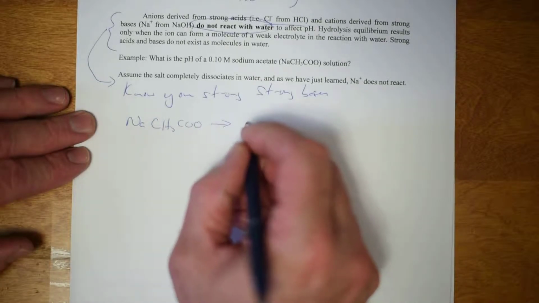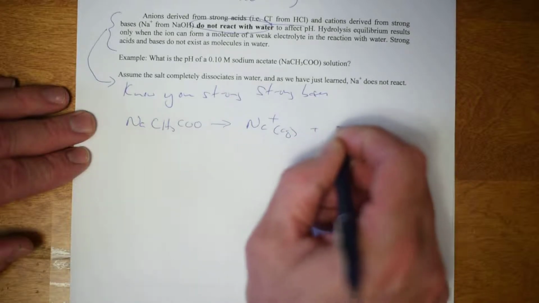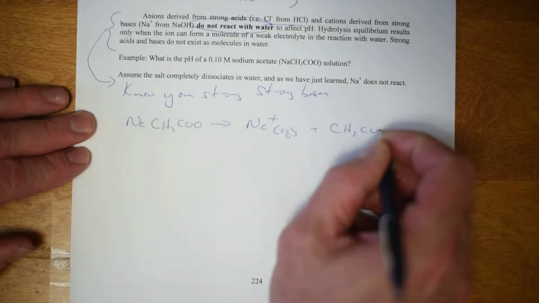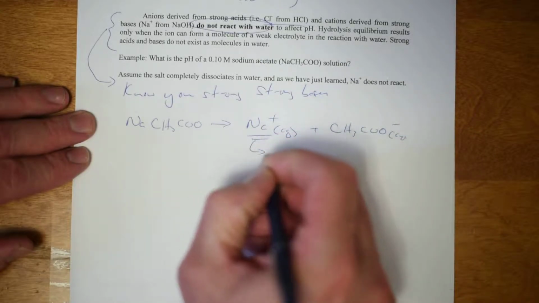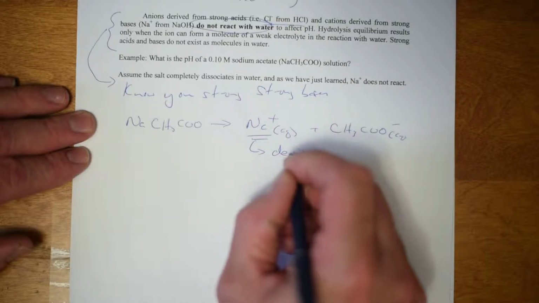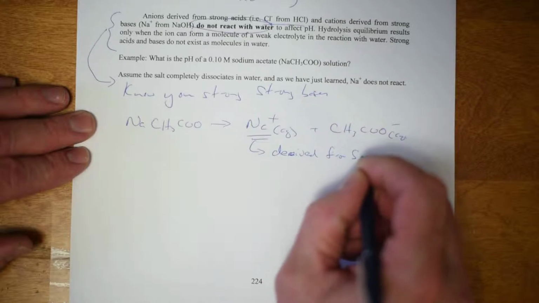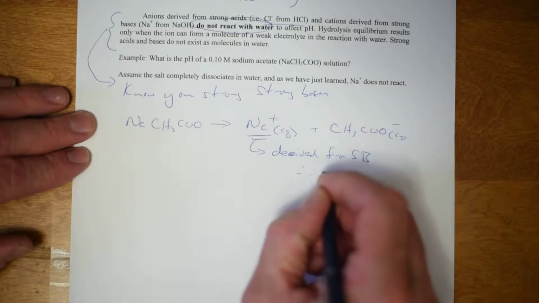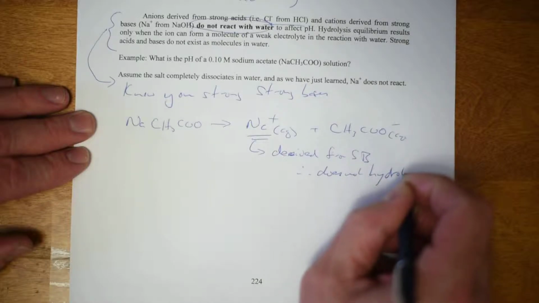You dissolve it in water. So what are you going to get? You're going to get sodium ion, and you're going to get acetate ion. And then you look at these individually. Well, sodium, I just said, is derived from a strong base, therefore it does not hydrolyze. Okay, so you've got to know these things.